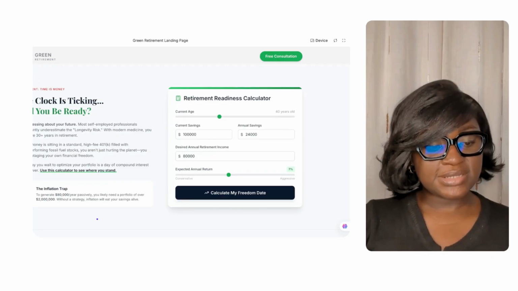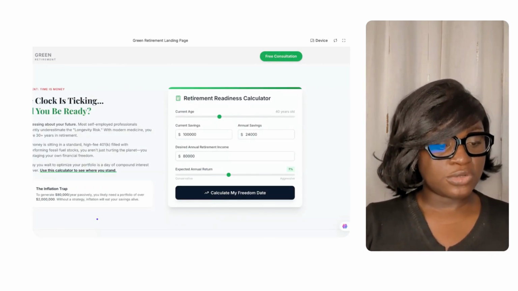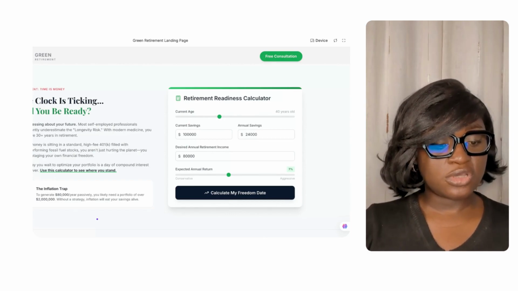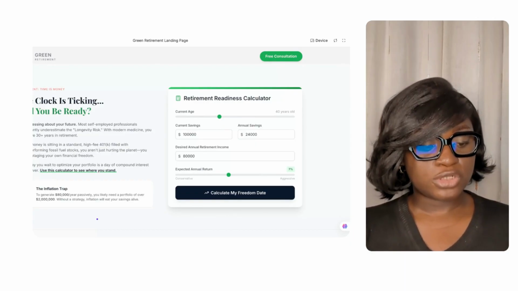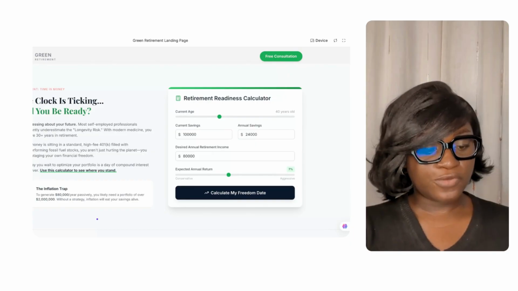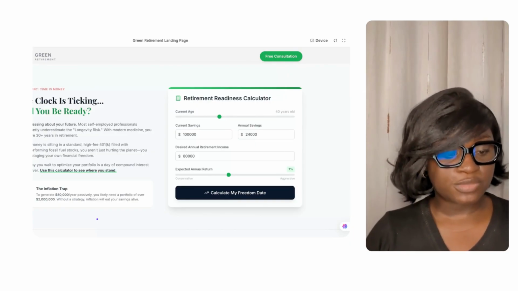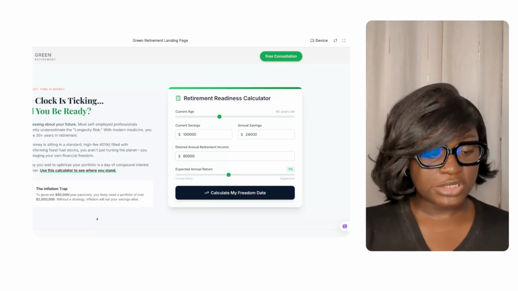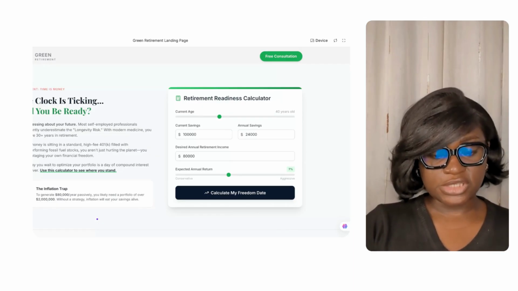If your money is sitting in a standard high-fee 401k with underperforming fossil fuel stocks, you're not just hurting the planet, you're sabotaging your own financial freedom. Every day you wait to optimize your portfolio is a day of compounding interest lost forever. So anyway, this is the calculator. Let's use it and then you see how it works.